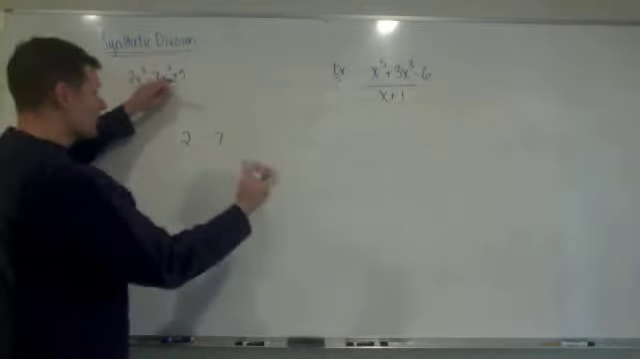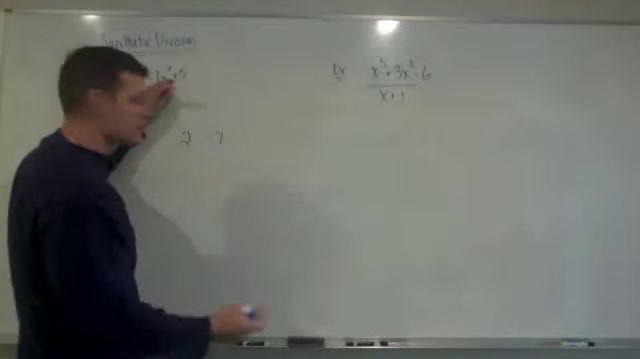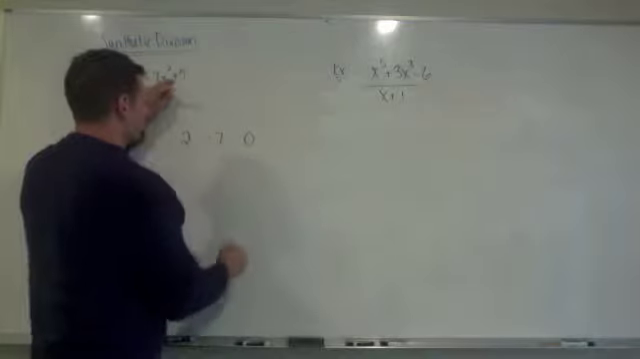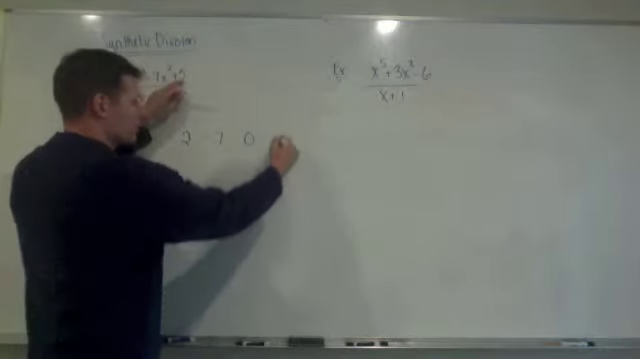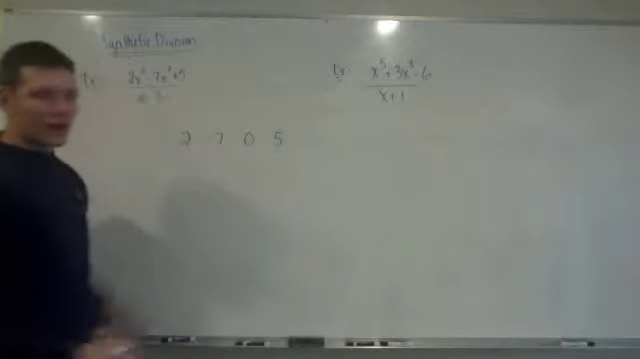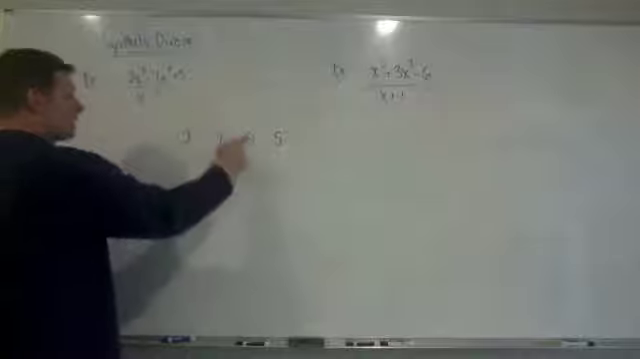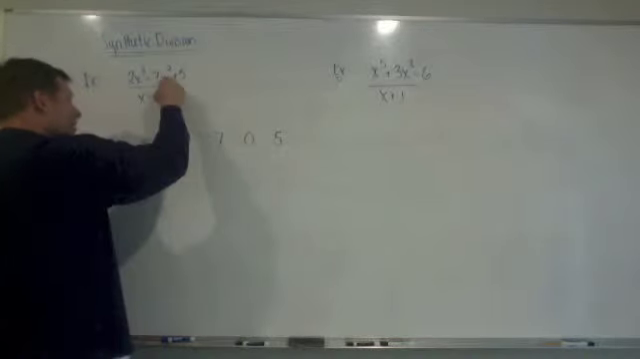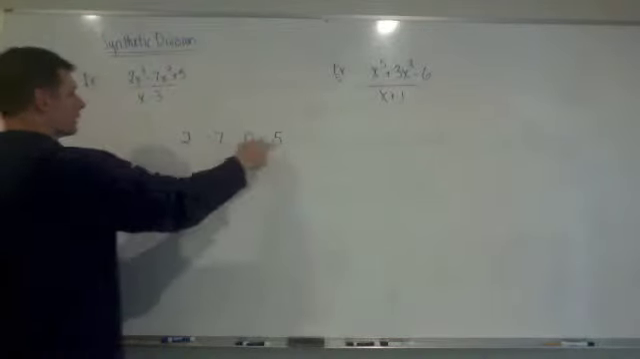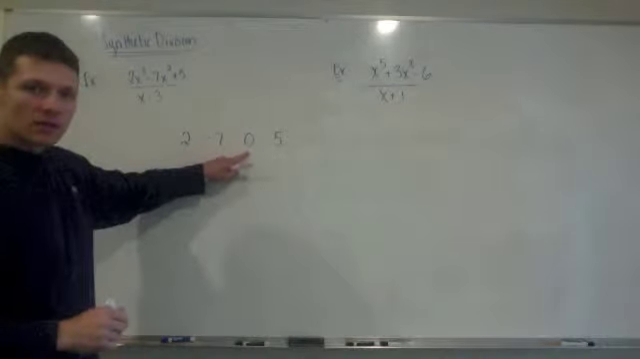Now the next term down is actually a missing term, right? It's the 0x that's missing. So I'm going to put a 0 here. And then the constant term, the degree 0 term, has a coefficient of 5. Okay? So 2 for the x cubed, negative 7 for the x squared, 0 for the missing degree 1 term in here, and 5 for the constant term. This is very important to put in. You must put this in.